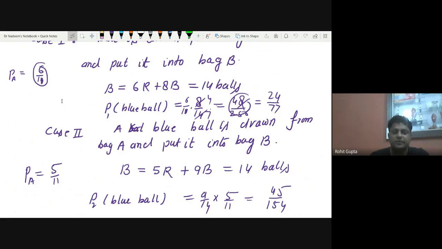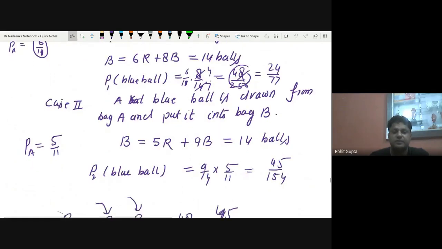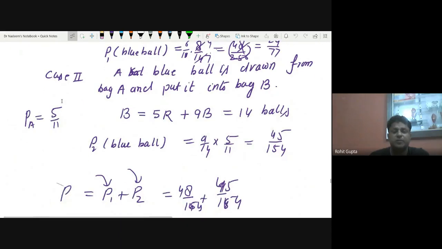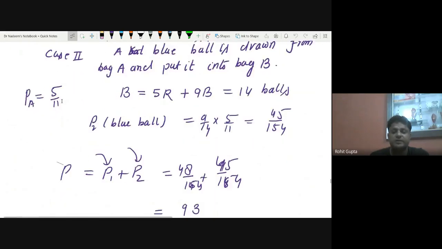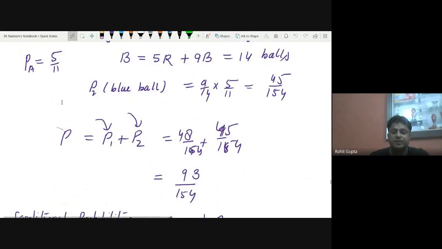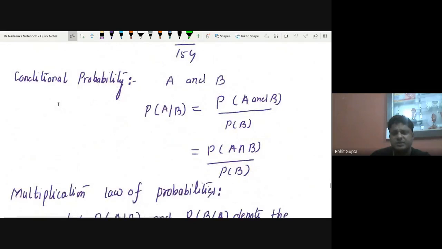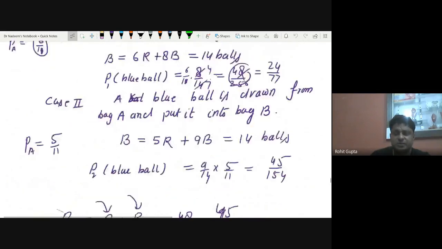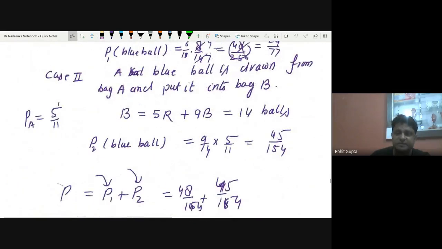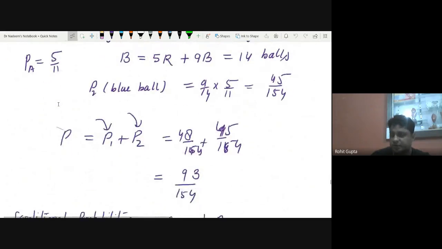Probability of A is 5/11 and the probability of B2 is 9/14. So the total probability in both the cases is nothing but 48 upon 154 plus 45 upon 154. So these are the basic questions. These are quite simple questions. I think you guys will enjoy all these questions beautifully.